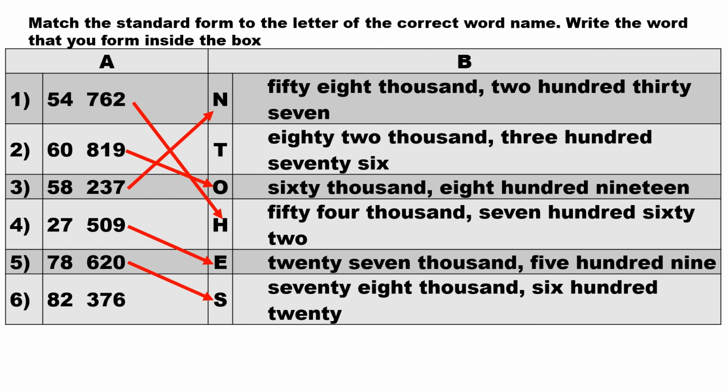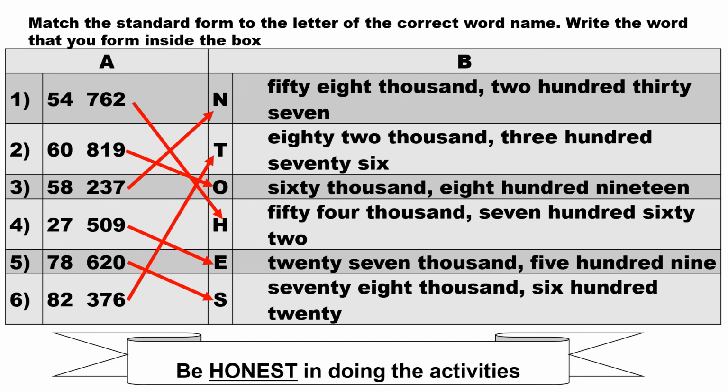Okay. And then the last one is 82,376. Ito ay nasa letter T. Ano kaya ang nabuo nating word? So, be honest in doing the activities. So, the word is honest. So, lahat ba honest sa pagsasagot natin sa ating mga learning materials, sa ating learning activity sheets? Okay, very good. Ang galing-galing ng mga bata.